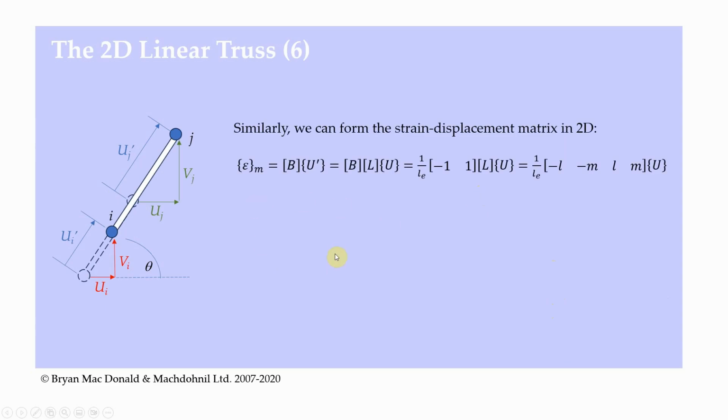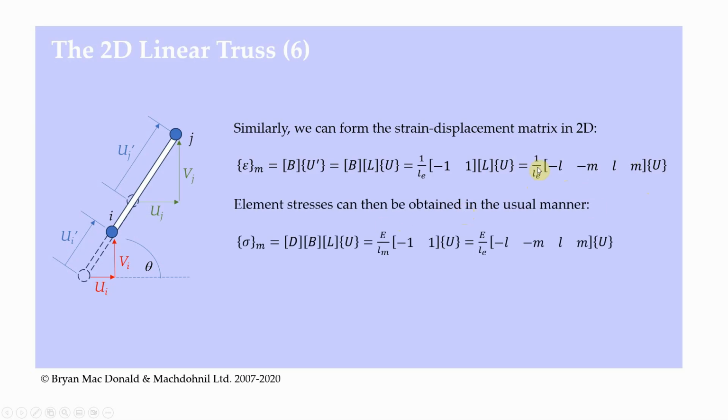Similarly, we can form the strain displacement matrix in 2D. Strain is equal to B times u dash, and we can replace the u dash with L times u. So we have B, which we had for the one-dimensional truss, multiplied by L times u. If we multiply this by L, we get 1 over the length of the element times minus l, minus m, l and m. So now we've got the two-dimensional version of the strain displacement equation. And element stresses can be obtained in the usual manner: we simply multiply that by Young's modulus.